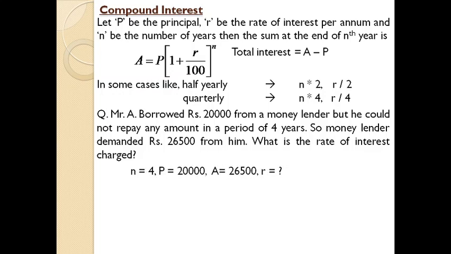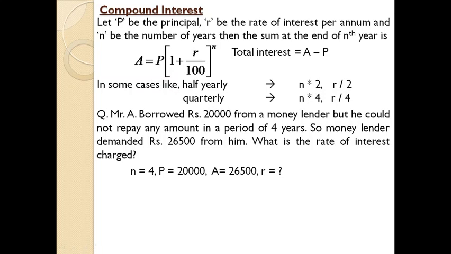Here, N is the time period usually given in years. Here it is given as 4 years. P is the principal amount, that is the amount which he has borrowed from the lender at the beginning of the period, 20,000, and at the end of the period the money lender demanded this much amount. So assume that will be the amount A, and you need to find the rate of interest.